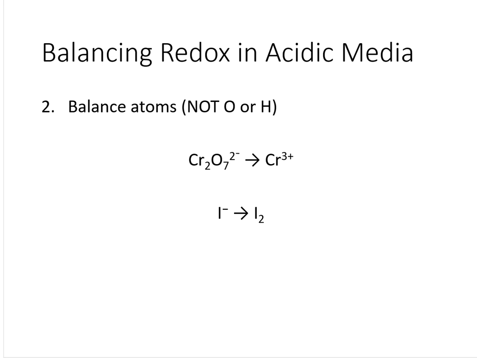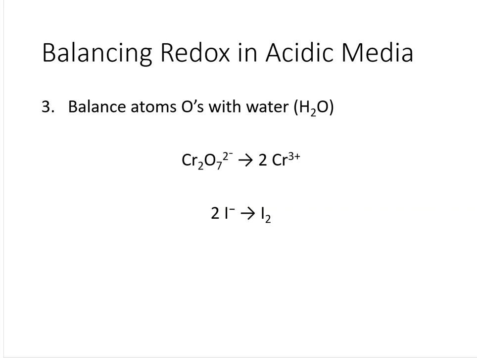So what that means here is we have 2 chromiums in our reactants. Right now we only have 1 chromium in our product, so we're going to put a coefficient of 2 in front of that. So now we've balanced the atoms, not oxygen or hydrogen. So we have 2 chromiums, we have 2 chromiums. Here we have 1 iodine, here we have 2 iodines. So in order to balance that, we put a coefficient of 2 in front of the iodide ion. So now we have balanced all of the atoms, not oxygen or hydrogen. We're leaving them for the next couple steps.